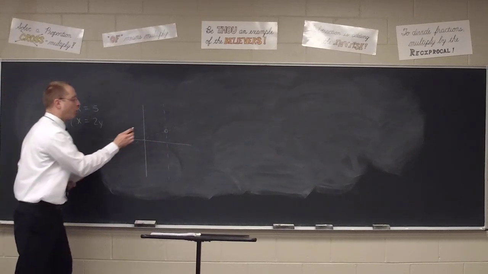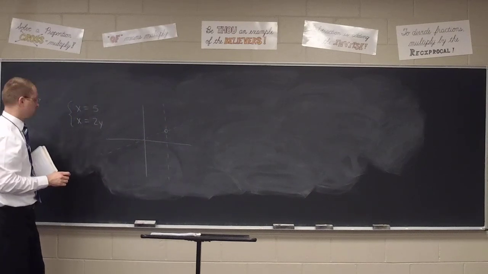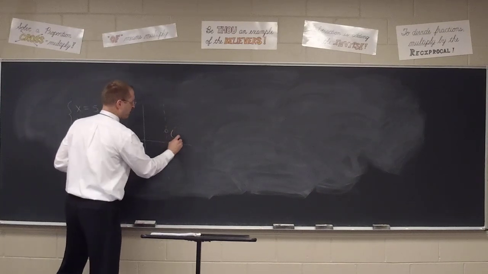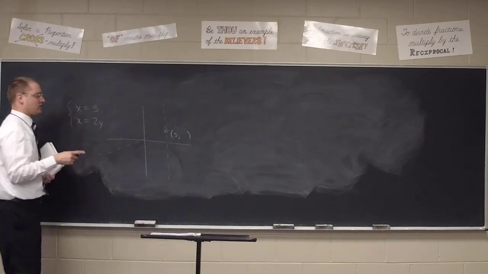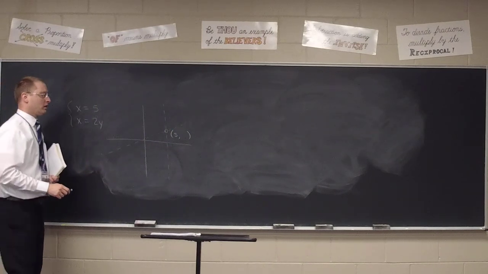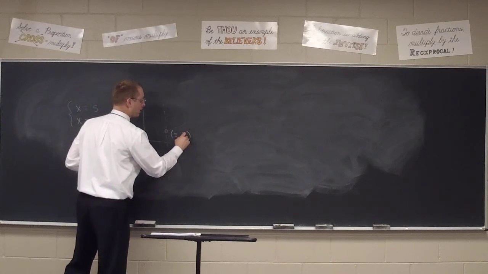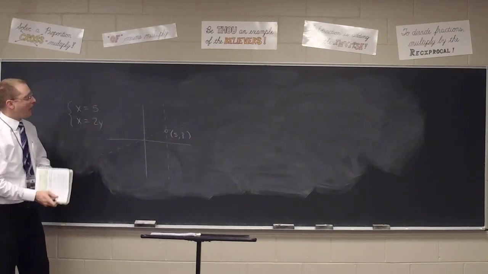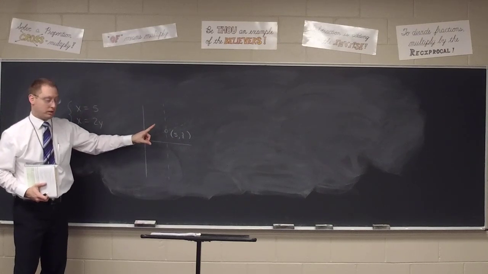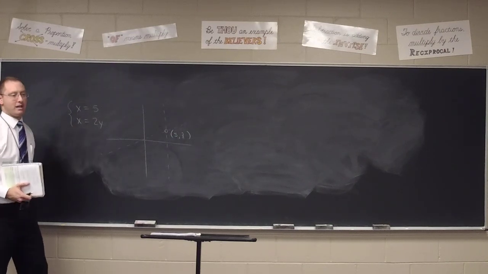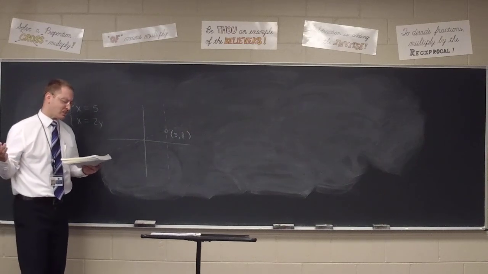The question is, what is the point at which they intersect? Well, I already know the abscissa, class. 5. And if that's twice the ordinate, then what's the ordinate? 2.5, or 5 halves. Now I know not only that these two lines intersect at 1 point, that's the combined locus, I know the exact point is (5, 5 halves). Does that make sense? Kind of an easy one to start with.